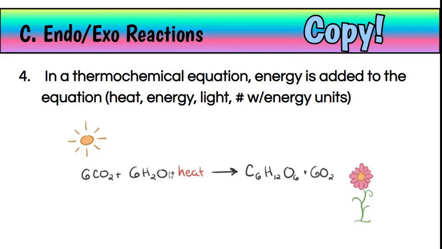Notice in this reaction, we have photosynthesis. We have carbon dioxide and water coming together. It needs sunlight in order to happen, right? Heat here, and it makes glucose and oxygen. So the heat's written within the equation.